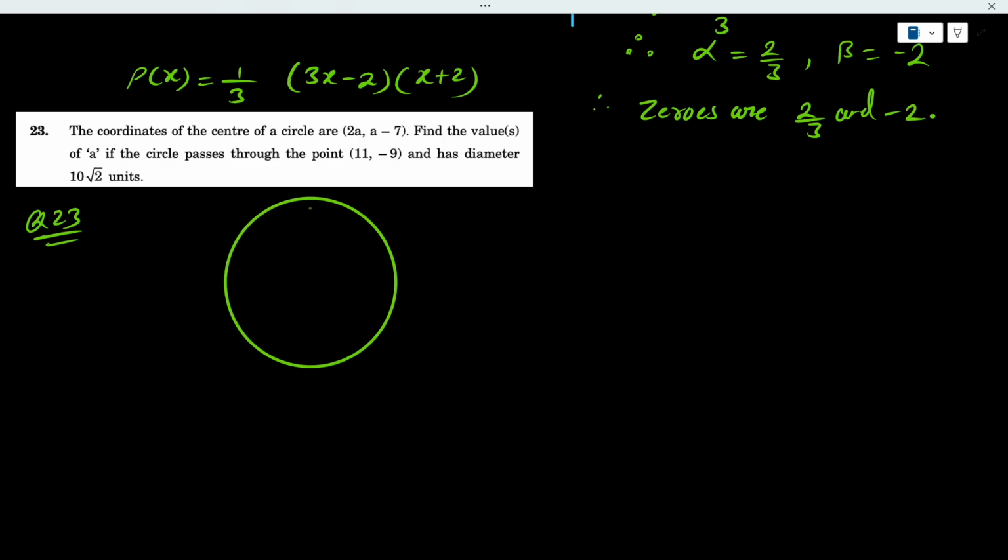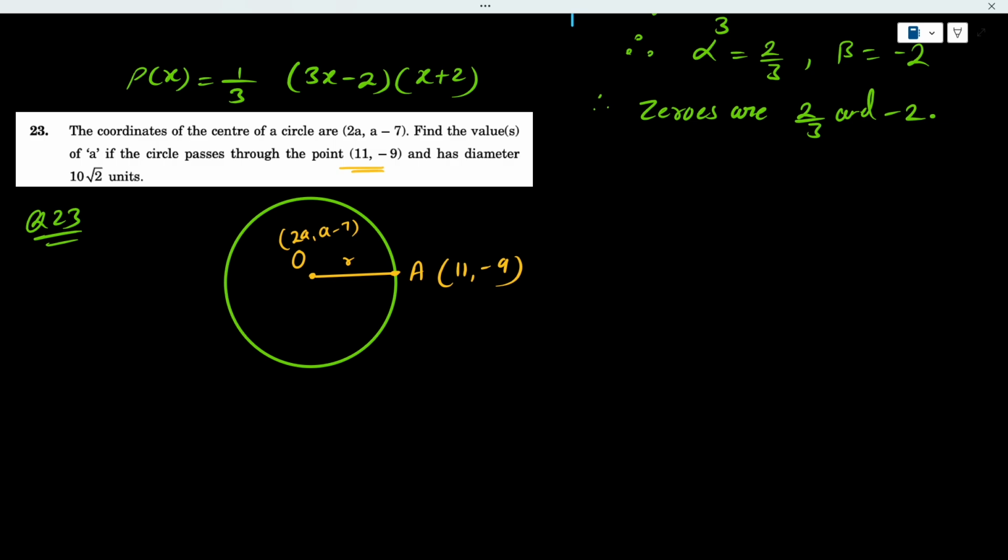Let us draw a rough figure here. I take O as the center, and the coordinates are given as 2a comma a minus 7. Now they ask us to find the value of a if the circle passes through this point. That means there is a point on the circle. If I take it as A, which is 11 comma minus 9, and the circle is passing through this, you know that the distance from the center to the circle is always the radius, right?